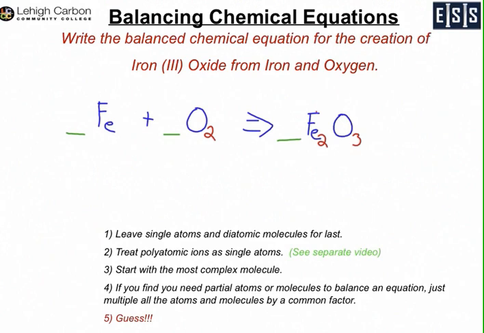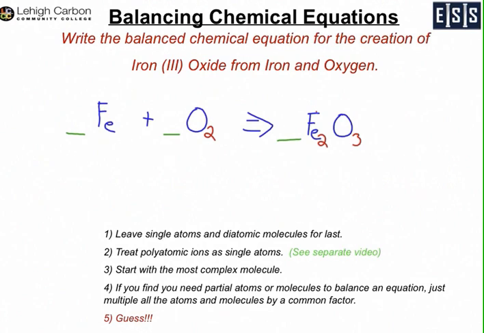The third hint is to start with the most complex molecule. That'll normally get you a long way towards the answer. And then fourth, if you come up needing a partial atom or molecule, like 1.5 of some molecule, then you can balance the equation by multiplying everything, in that case by 2, and you'll see that it will help you balance out.